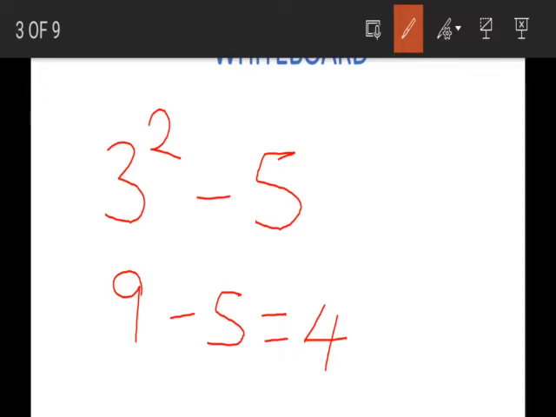Now we've gotten 4. How do we get our 2? Because we are looking for 2, you have to take the square root of 4. And this is the sign for square root of 4. And the square root of 4 is equal to 2. That's how the 2 was gotten.